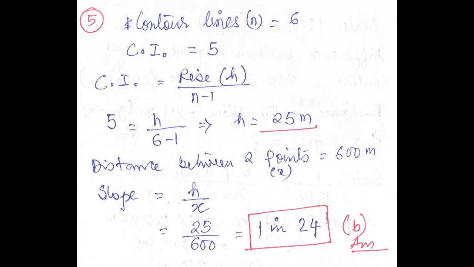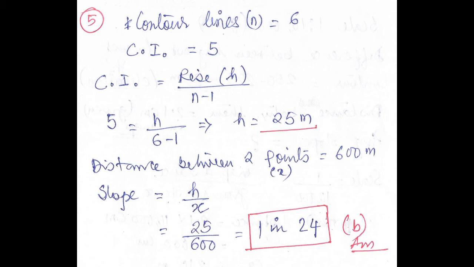Let us see how to solve the problem. Contour lines N is equal to 6 given. Contour interval is given as now 5. We know contour interval equal to rise divided by n minus 1. So put the value of contour interval as 5. Rise we have to find. N is given as 6. So 6 minus 1. So now you put the value over here and we get the value of rise h equal to 25 meter. Now distance between 2 points, that is x, is given as 600 meter.